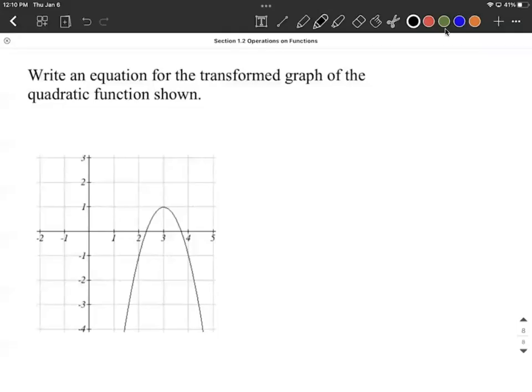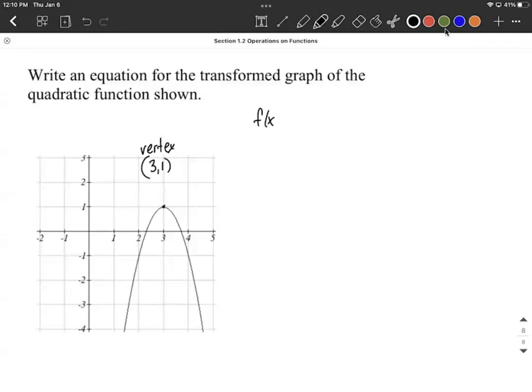Okay, we're given a graph of a quadratic function, and our goal is to come up with the function itself that would produce this graph. So the first thing I'm going to do is identify the vertex on this. It looks like the vertex, that highest point as our graph has it, is going to be at 3, 1.